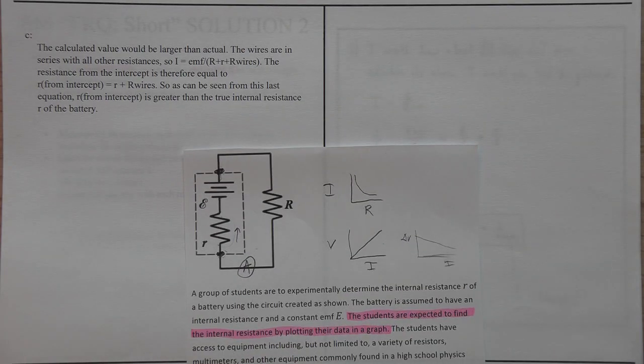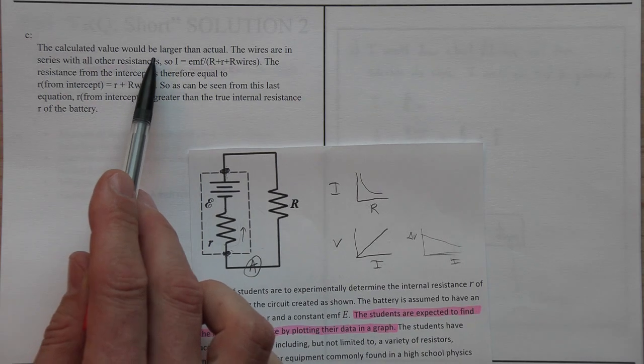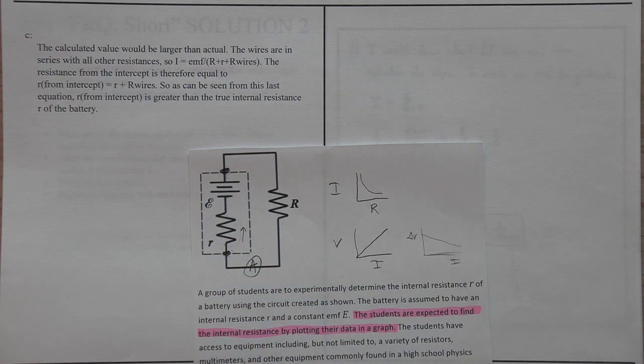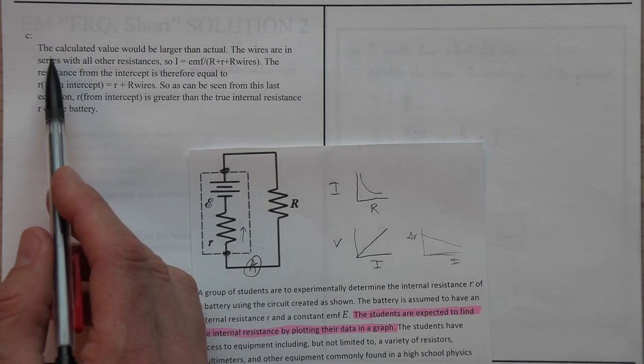So here's the circuit. Okay, maybe I'll do it like this. Now these wires, because I measured current and resistance, the Ohm's law analysis was not correct. So here's the explanation. The calculated value would be larger than actual. So don't say, for example, and I mentioned this in the review video about these questions, don't say the internal resistance would be larger, because that doesn't tell me which internal resistance, the true internal resistance or the one I calculated. So you want to just not say the value would be larger.